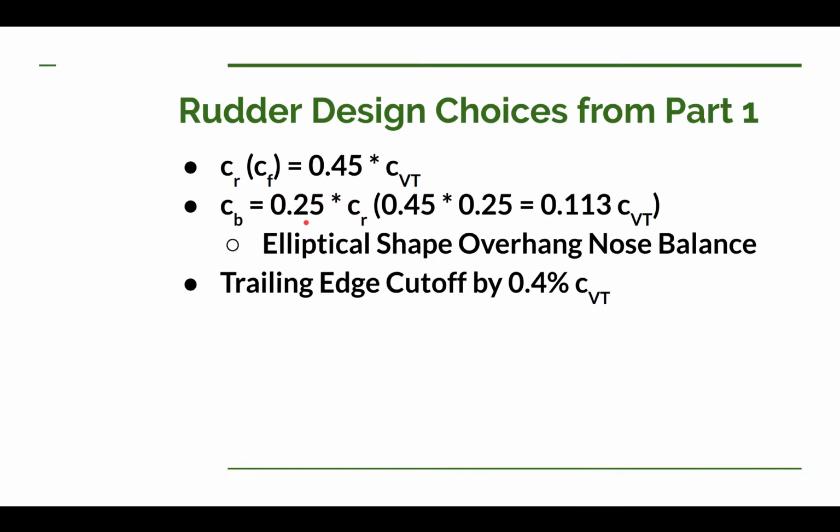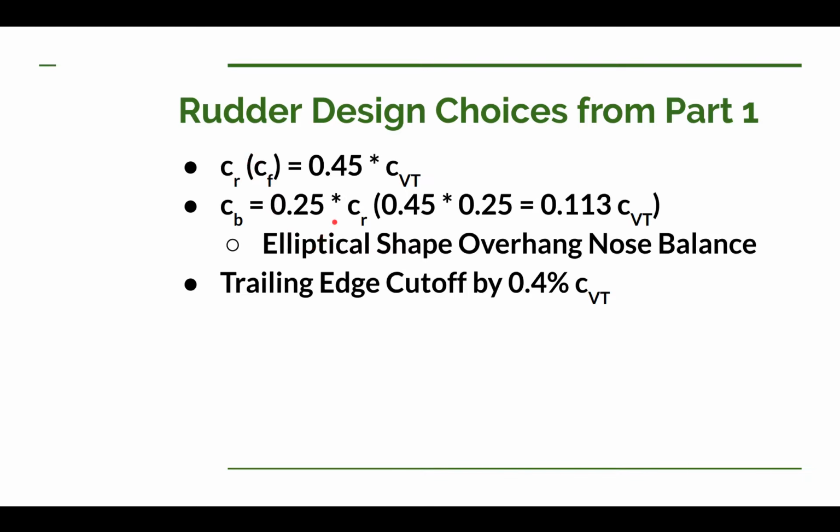We also talked about the nose overhang balance. I didn't want to use a plain flap. I wanted to get a little more effectiveness out of the rudder. So instead of using a plain flap where you just have a semicircle around the hinge line, I wanted to have an elliptical nose. The chord of that nose would be the distance from the leading edge of the rudder to the hinge line. That would be 25% of the rudder chord.